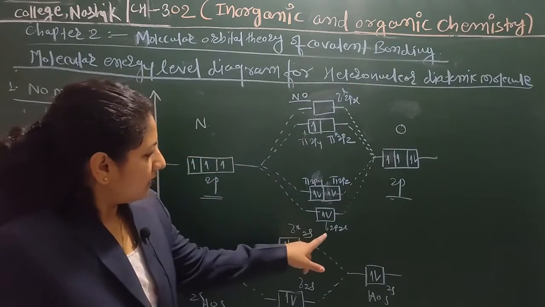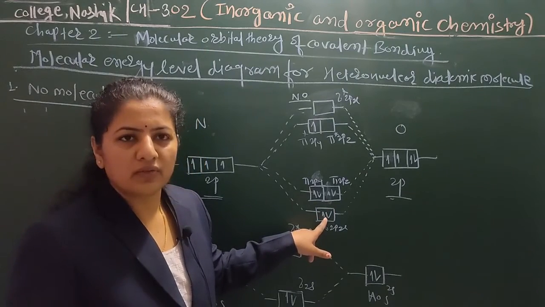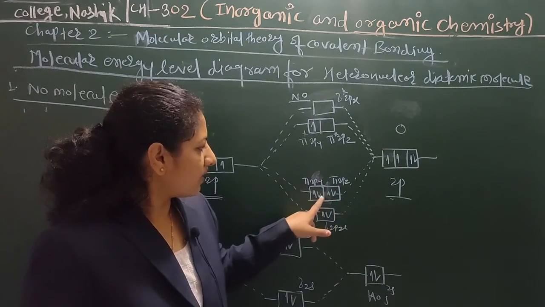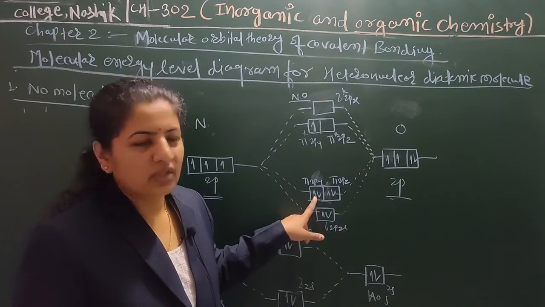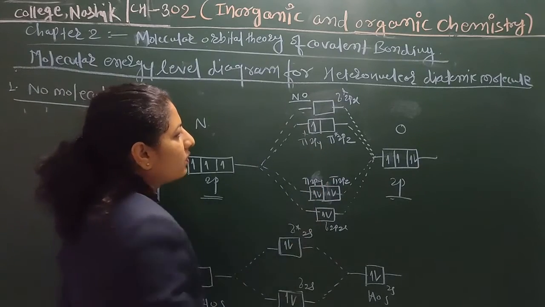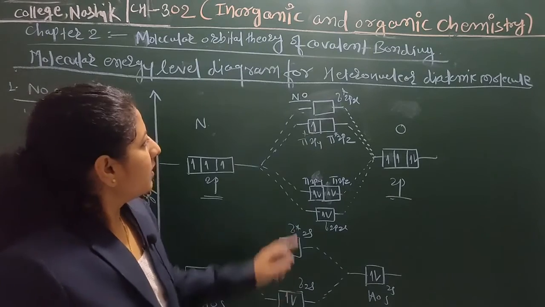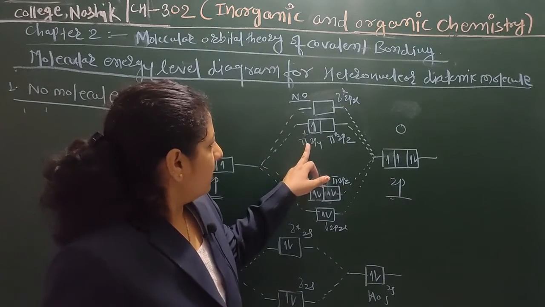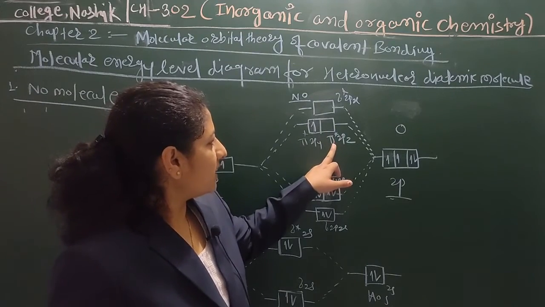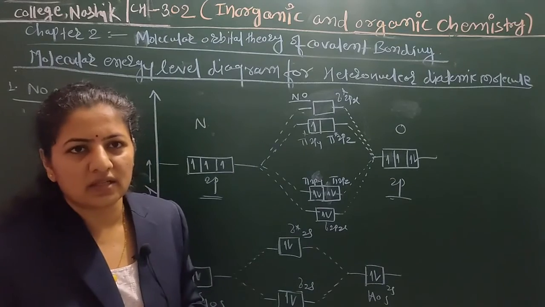Here, the sigma 2px orbital contains 2 electrons, which is bonding. Also, the pi 2py and pi 2pz orbitals contain 2 electrons each. Now in the antibonding molecular orbitals, there is only 1 electron, in the pi star 2py orbital of the NO molecule. The pi star 2pz orbital and the sigma star 2px orbital are empty.